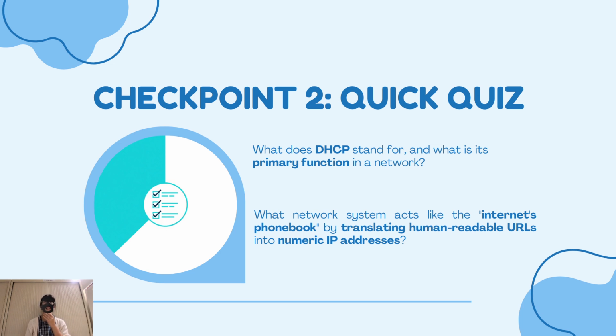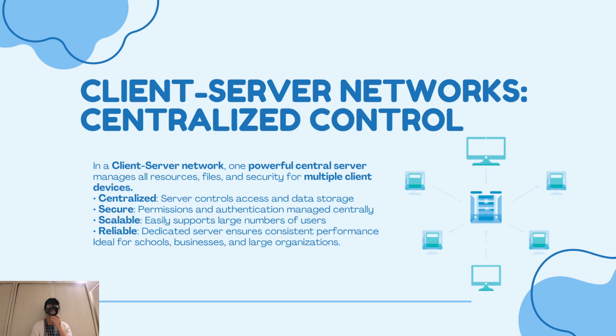Question 1, what does DHCP stand for and what is its primary function? Question 2, what network system acts like the internet's phone book by translating human-readable URLs into numeric IP addresses? Perfect clarity. Now let's jump straight into the network layouts.